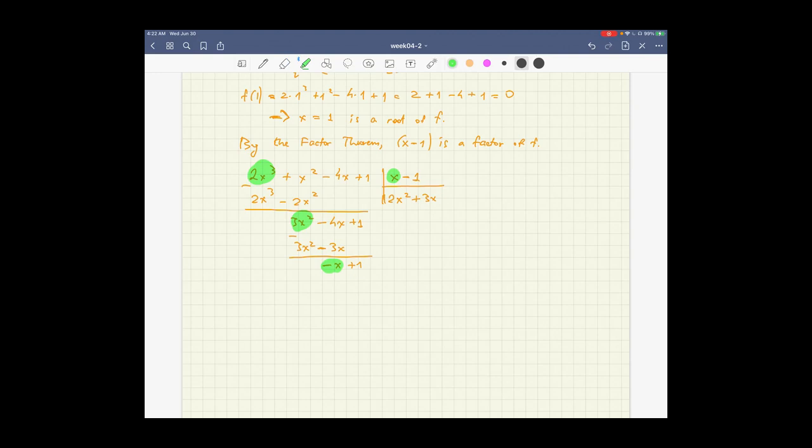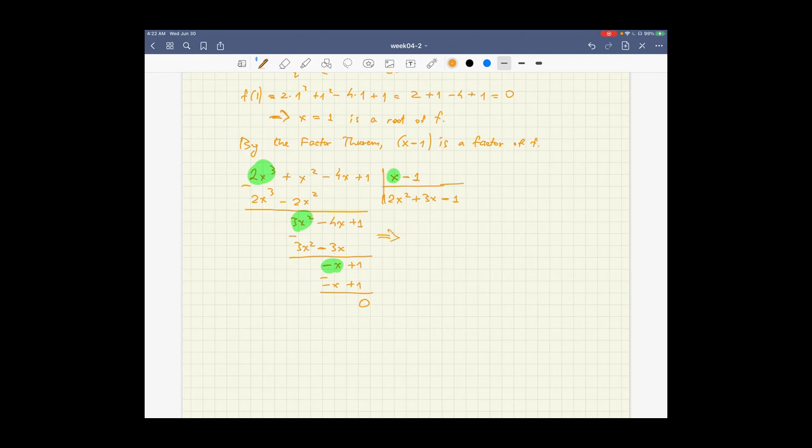Negative x is the leading term. The ratio of the leading terms is negative 1. Multiplying back, we get negative x plus 1. And as expected, the remainder is 0. If it didn't come out 0, we would have known that something somewhere must have gone wrong. We knew that the remainder would be 0.